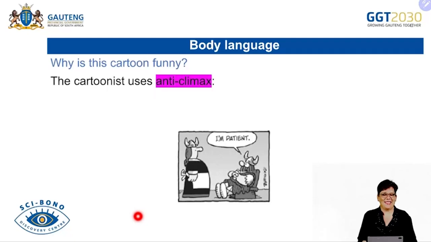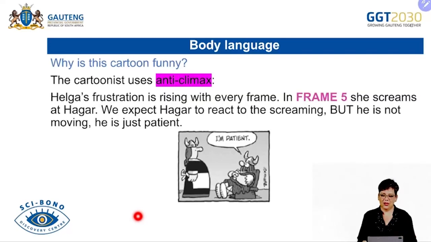He uses what we call an anticlimax. We expect something huge to happen. And Hagar just says, well, that's fine. I'm patient. I'll wait for you. So you can go on screaming. I'll still wait for you to bring me my snack. Now, her frustration is rising in every frame. And in frame 5, she screams at him, and we expect Hagar to react to the scream. But he's not moving. He just says, I'm patient. And that's what makes it funny.